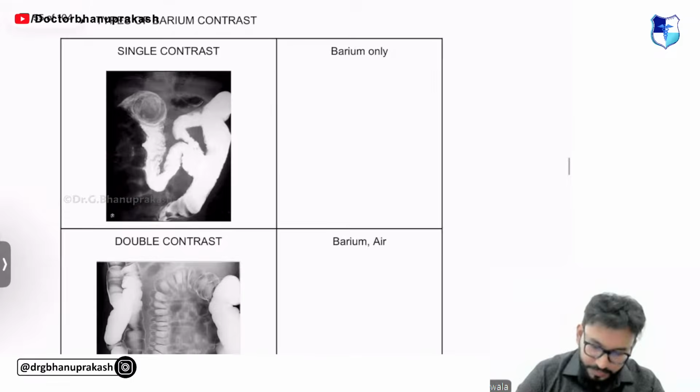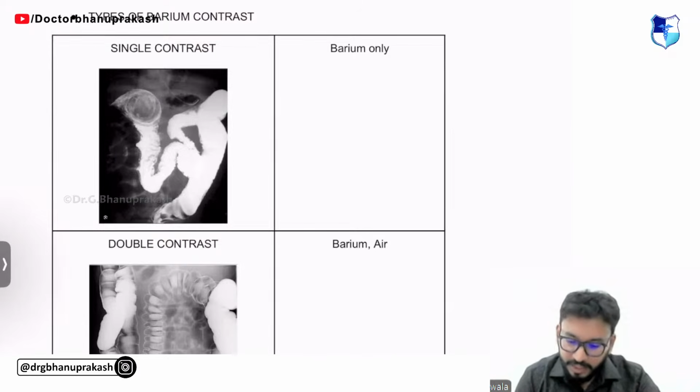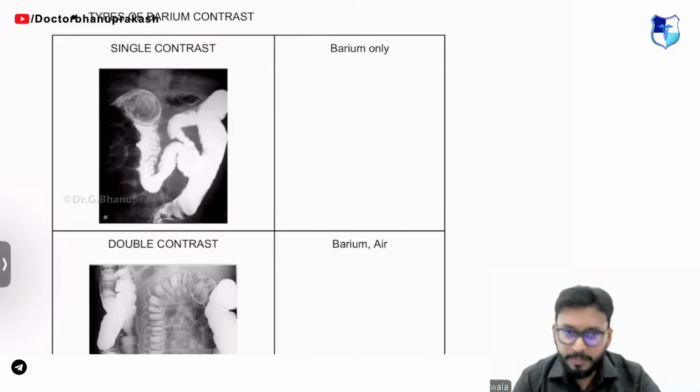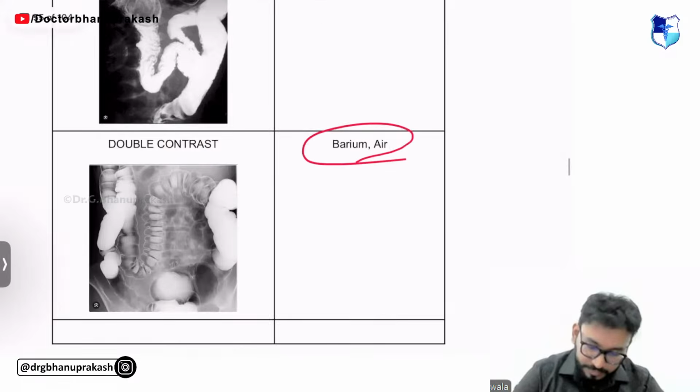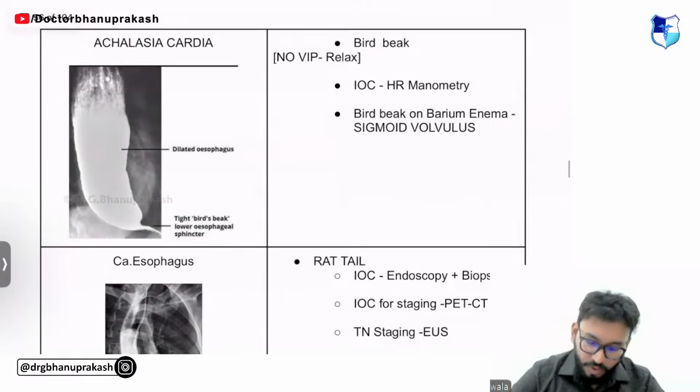Let's go. Barium contrast, guys. Single contrast, double contrast. Simple, don't need to know much. Single means barium only, double means two things, barium and air. Nothing special.